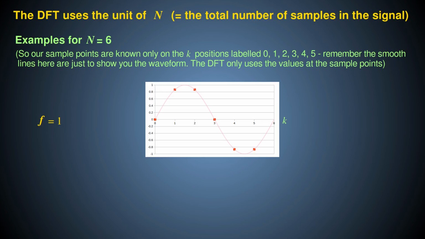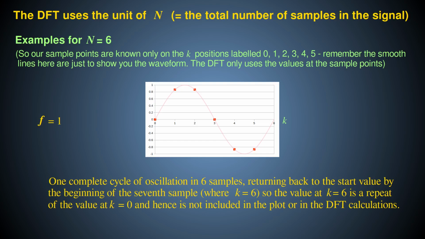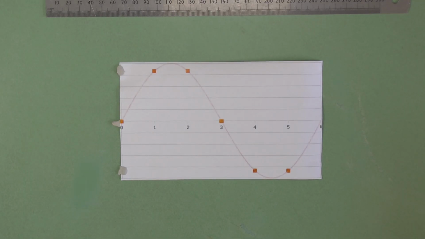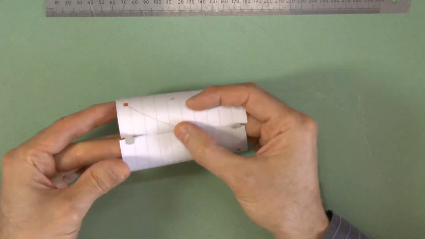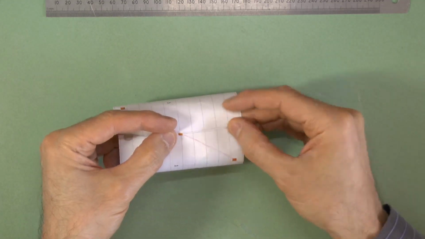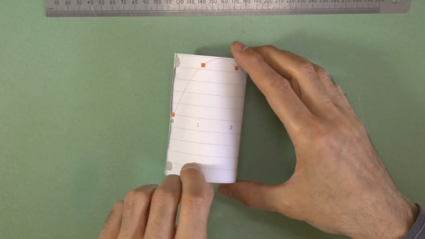So, a harmonic of that signal, with a frequency value of f equals 1, means a sinusoid that makes one complete cycle of oscillation of its amplitude in 6 samples, returning back to where it started by the beginning of the 7th sample, if we were to extend the number of samples. Perhaps a better way to visualize this is as if the 6 samples form a cylinder. So what we previously called the 7th sample is actually the 1st sample, like this.